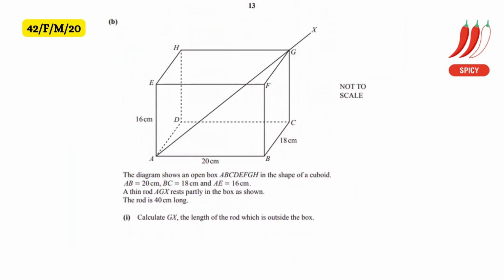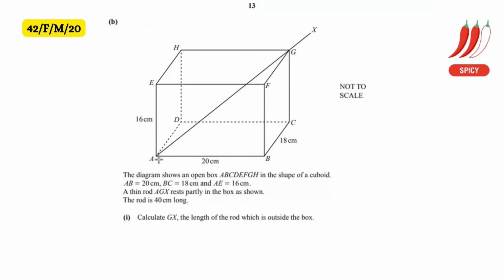In this question, it says that the diagram shows an open box A, B, C, D, E, F, G, H in the shape of a cuboid. AB equals 20 centimeters, BC is 18 centimeters, and AE is 16 centimeters. A thin rod AGX rests partly in the box as shown. The rod is 40 centimeters long. Calculate GX, the length of the rod which is outside the box.